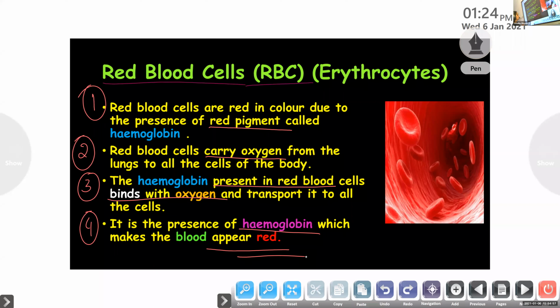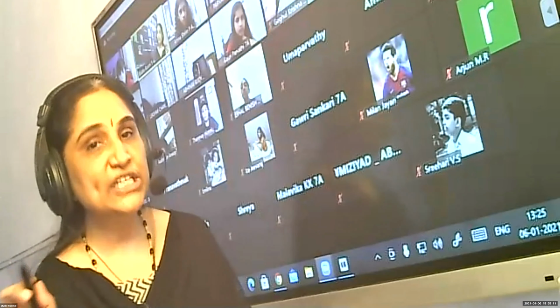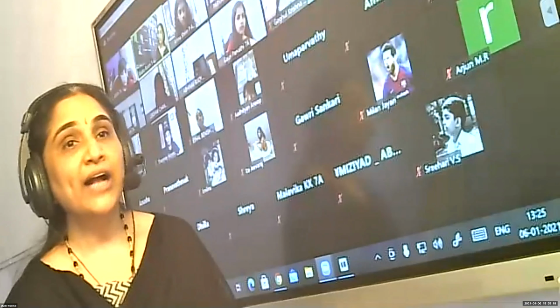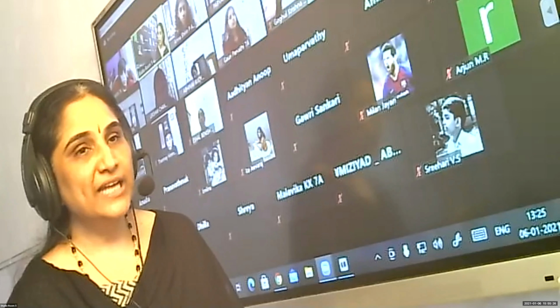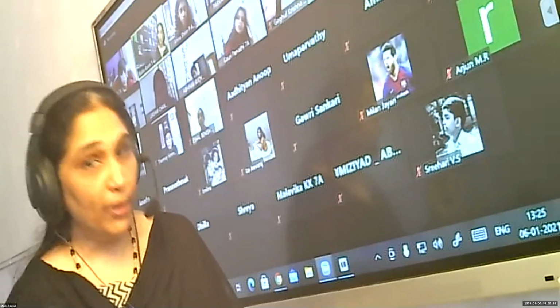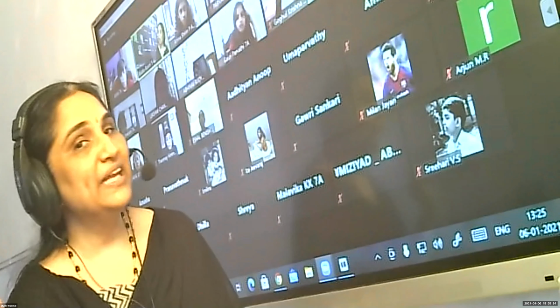Is there any importance? Yes. Is there any importance of carbon dioxide in our body? Carbon dioxide is a waste product, the byproduct of respiration. We don't use it. It is a toxic product. Carbon dioxide may break up into carbon monoxide. You know that carbon monoxide is highly poisonous. We should not breathe that.